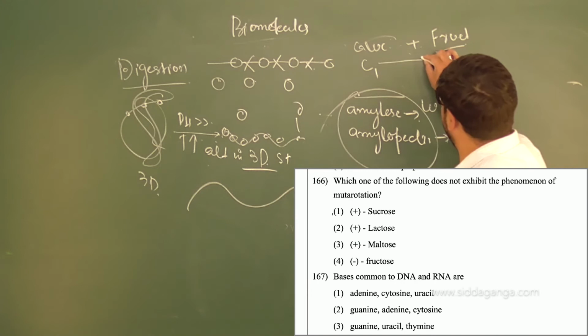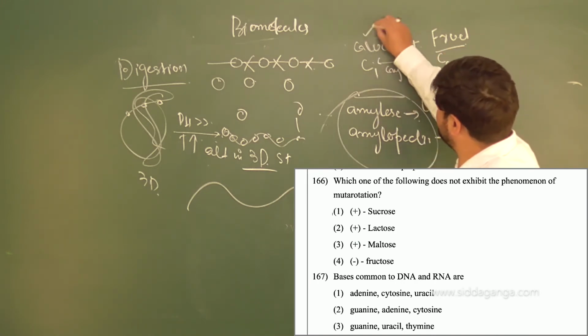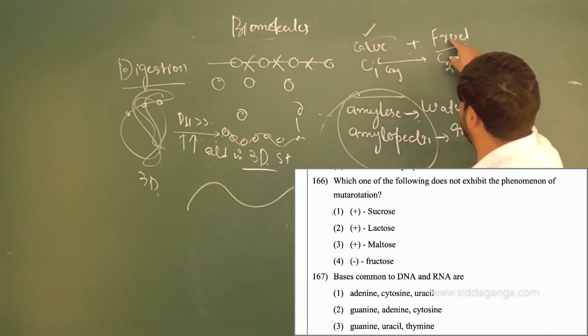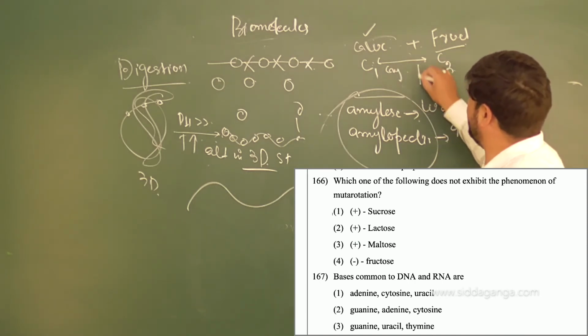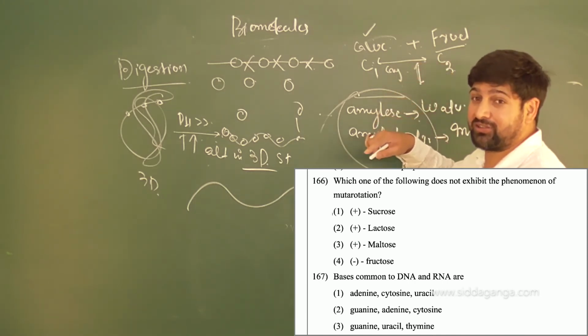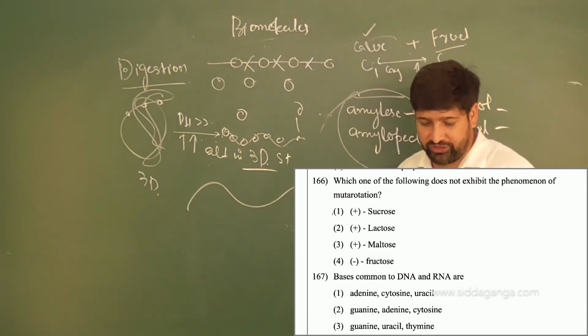Both of these are linked with each other by glycosidic linkage. So neither carbon 1, the anomeric carbon of glucose, is free, nor the functional carbon of fructose, which is C2, because this is ketone. Both are linked to each other. They cannot open up and alter their structures. As a result, spontaneous change in their optical activity will not occur. Thus, it will not show mutarotation.